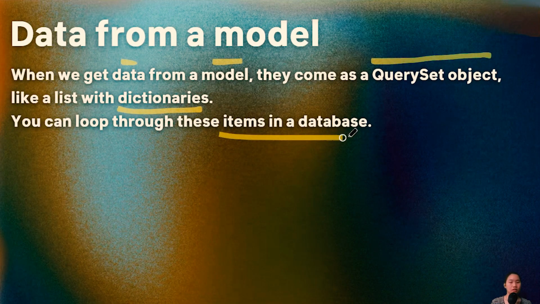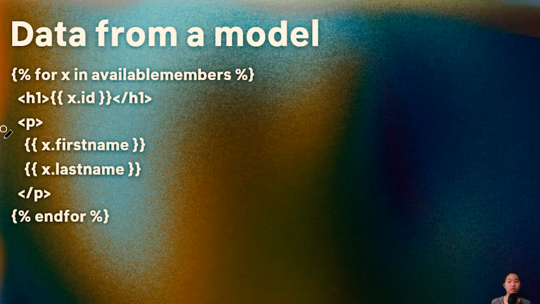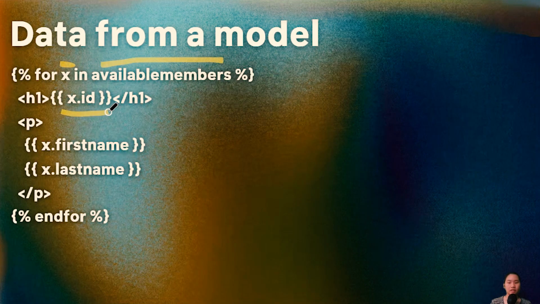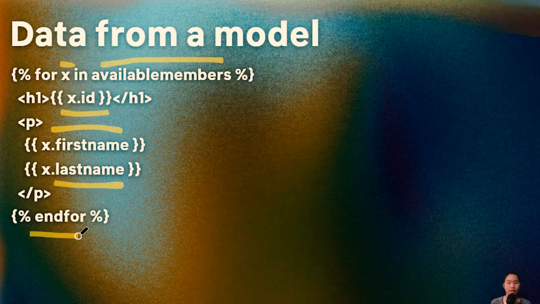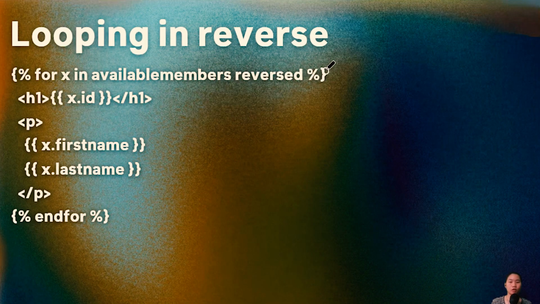You can loop through these in a database using a for loop. Now, this is an example: for x in available_members, our data model, with the first name, last name, join date, and phone number. Then we have x.id, x.first_name, x.last_name, and then endfor. What this is going to do is loop through all of the first names and last names in our available_members model.